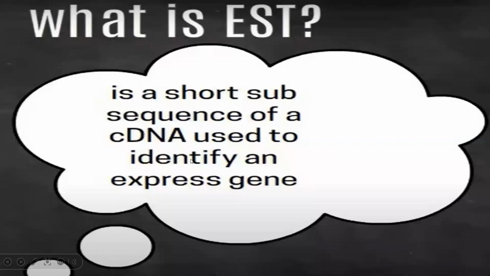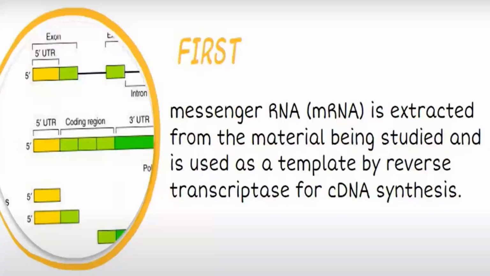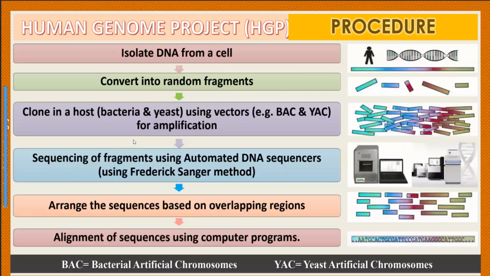So what happens if one of the exons doesn't work? Then mutation. Okay, the procedure. I'll explain, then you will write this.